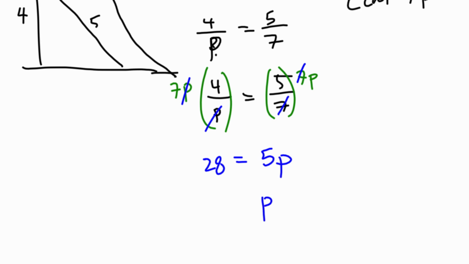Divide both sides by 5, and you get 28 over 5, or that'll go into there about 5.6 times. Yeah, about 5.6 times, I think. So the ladder will reach up, instead of reaching up just 4 meters, it'll reach up 5.6 meters if you extend the ladder.